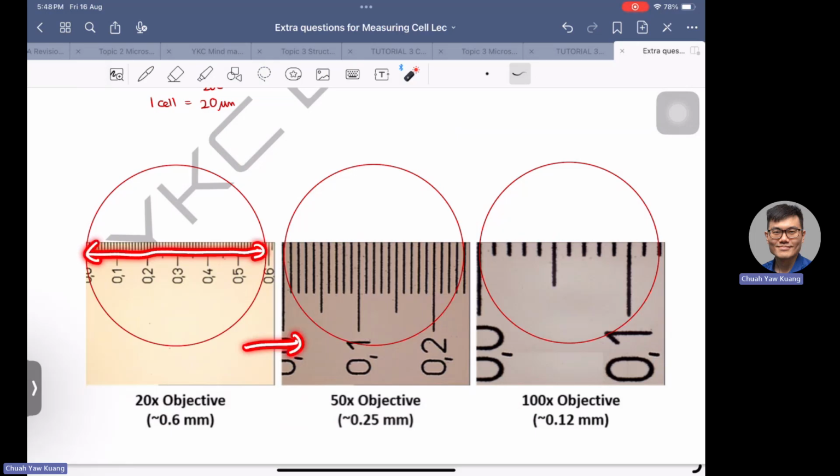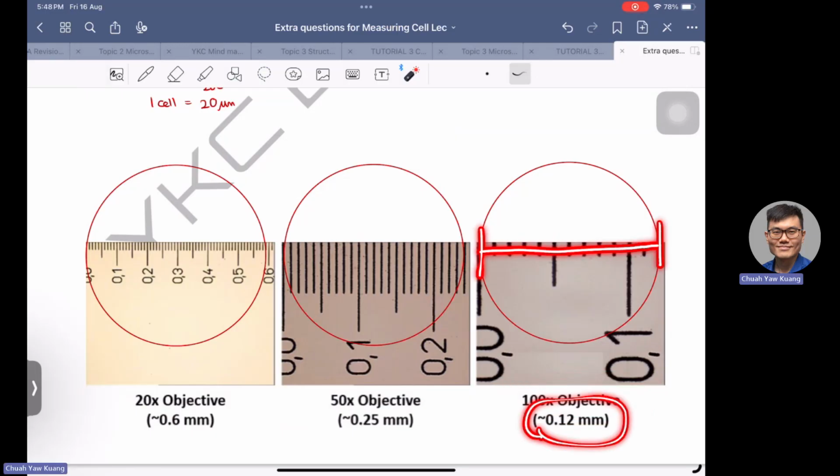When we zoom in, that means we use a higher objective lens, higher magnification. You can see that the image size is still the same, but the actual size is now only about 0.25 mm. The actual diameter has decreased. This one higher, this one lower. And when we further zoom in, we further increase the magnification. Now, the actual diameter of this FOV is only 0.12 mm.